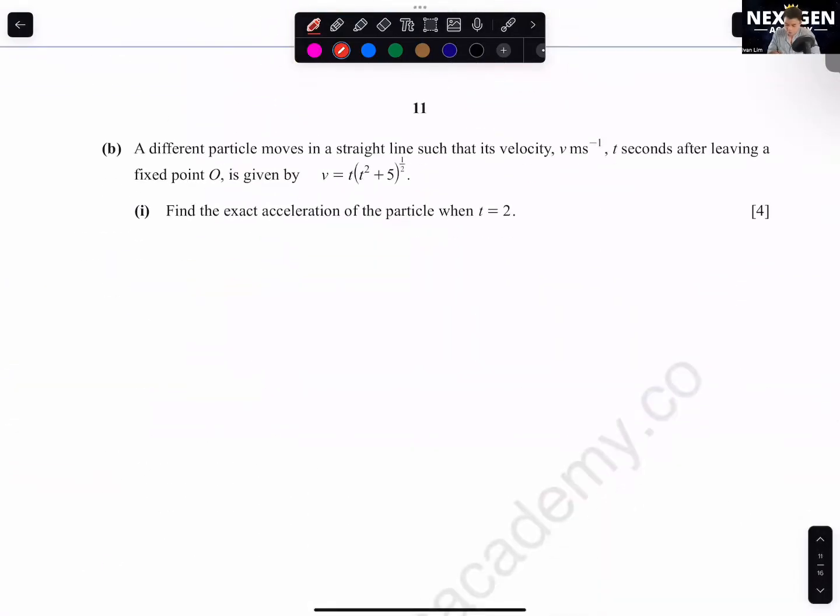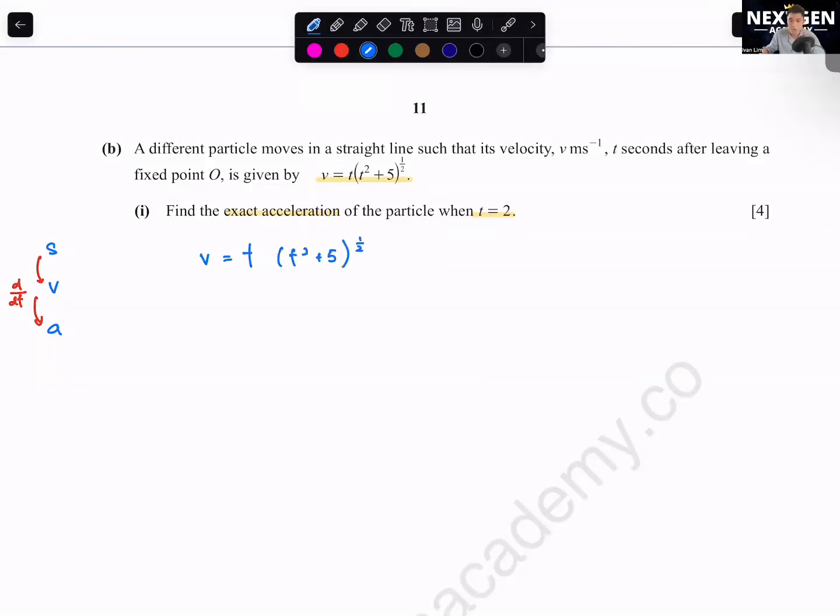A different particle moves in a straight line such that velocity V, main thing is here, V is equal to this equation. Find the exact acceleration of the particle when t is equal to 2. So what's the relationship between velocity and acceleration? S, V, A. When we go down, we will differentiate it. So for me to get acceleration from V, I need dv over dt. Let's write what this V is first. V is t times t squared plus 5 to the power of 1 over 2.